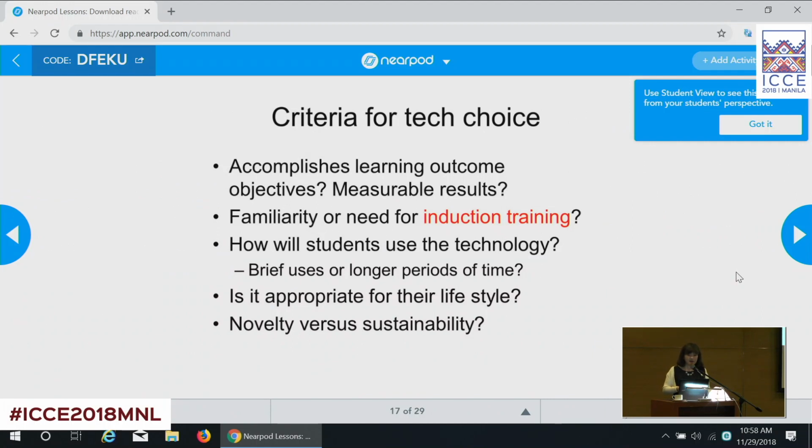Some of the criteria we use for picking technology are as follows. You should ask questions like whether the technology will accomplish the learning outcome, and about familiarity or the need for induction training. If the technology required for class is new or unfamiliar to students, they tend to become frustrated and give up easily. So if this is the case, a significant amount of time will need to be devoted to introductory training, known as induction training. And you should always ask your students.